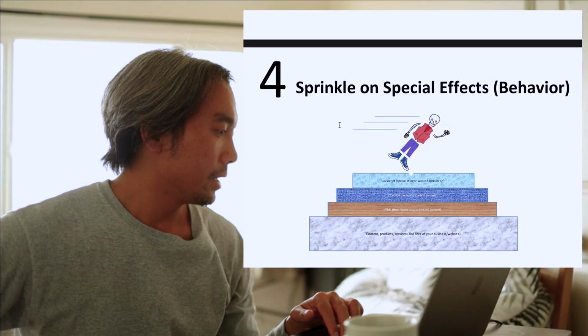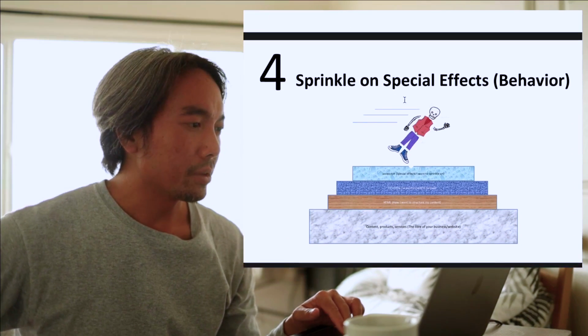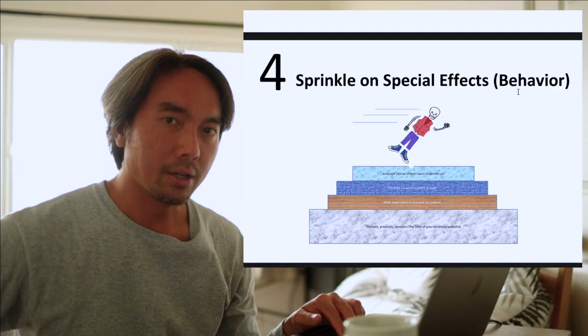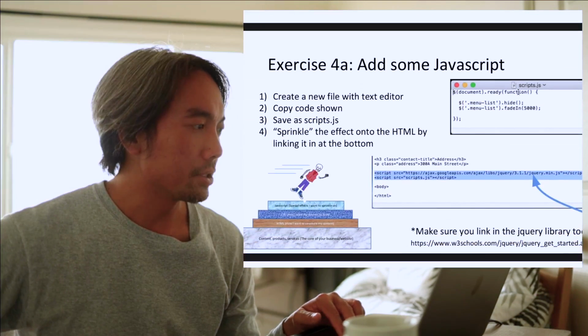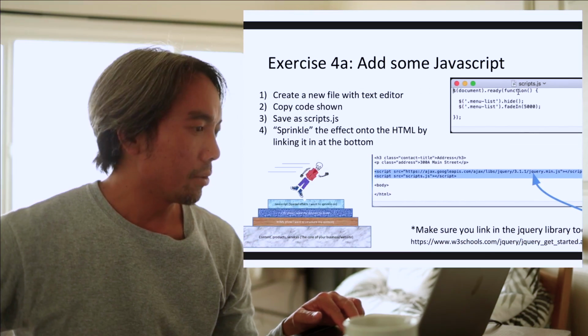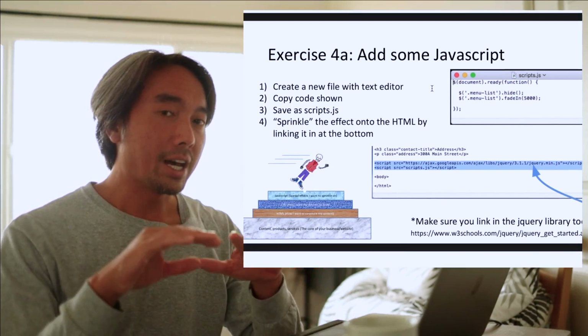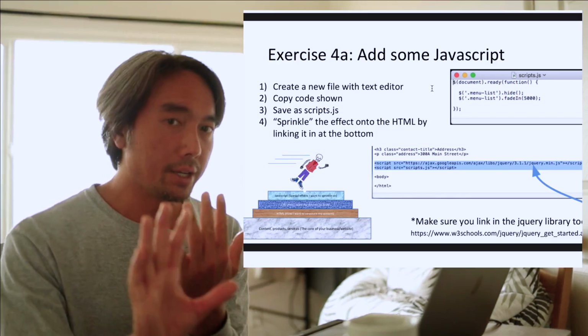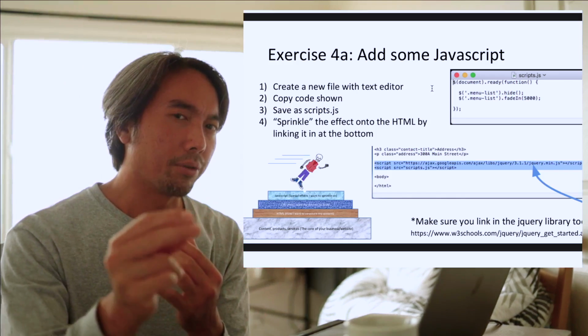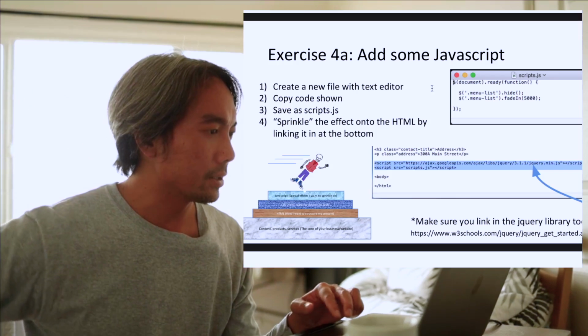Okay. All right, finally sprinkling on the special effects. So now, in our example, we're going to put some JavaScript into our page. What we're going to do is initially hide that menu and slowly fade it in for a nice little special effect on top. Sprinkle that special effect on top.